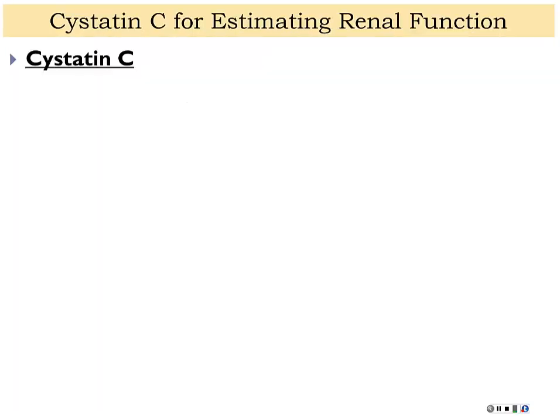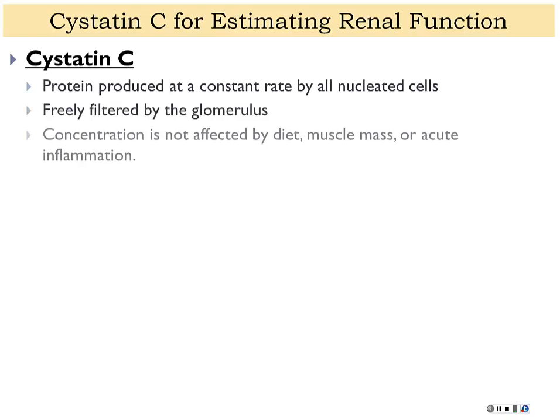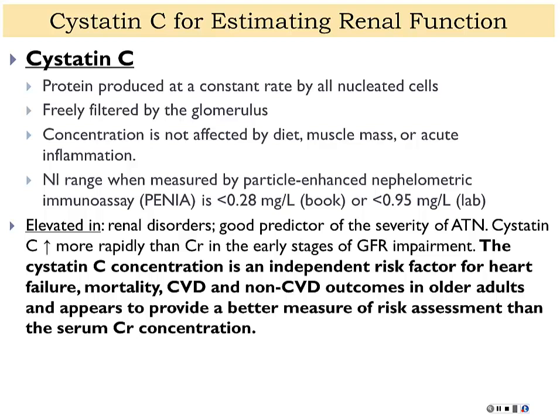Another test that's recently become available is called cystatin C. Cystatin C is a protein made by all nucleated cells in the body, and this protein is filtered by the glomerulus. So unlike serum creatinine, the concentration is not affected by diet, muscle mass, or acute inflammation. And I've given you some reference ranges there depending on the laboratory methods that are used. So basically, when we think of cystatin C, we think of it as being elevated in renal disorders. We think of it as a good predictor for the severity of ATN, which is acute tubular necrosis.